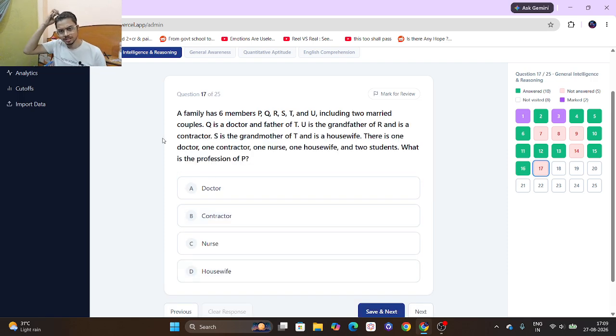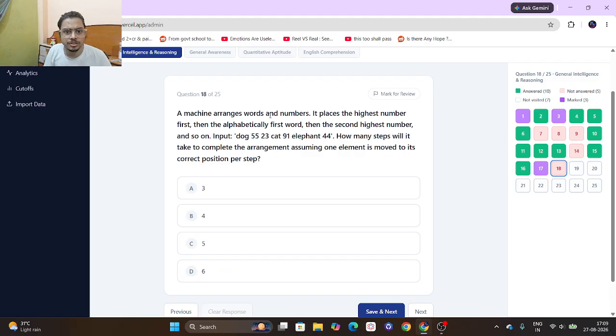A family has 6 members P, Q, R, S, T, and U, including 2 married couples. Q is a doctor and a father of T. U is the grandfather of R. This is going to take some time. A machine arranges words and numbers. It places the highest number first, then alphabetically the first word, and then the second highest number.